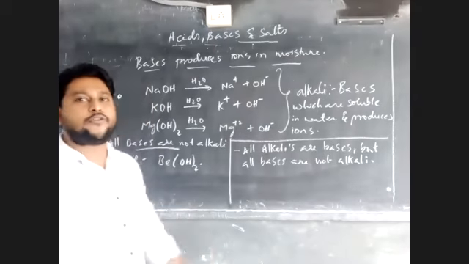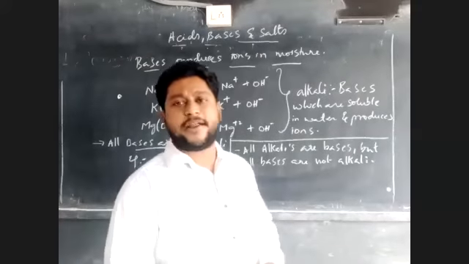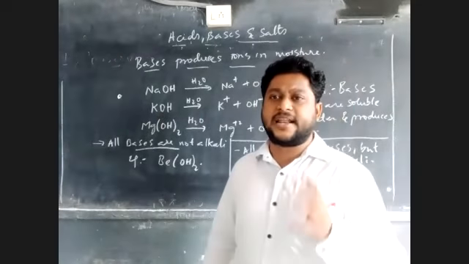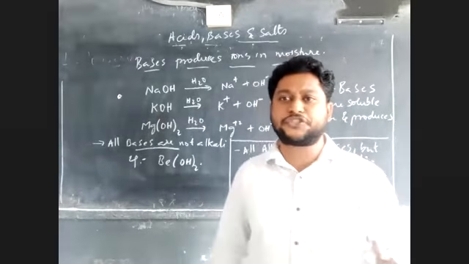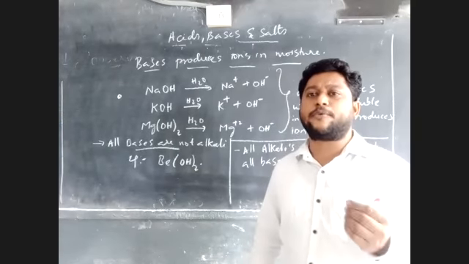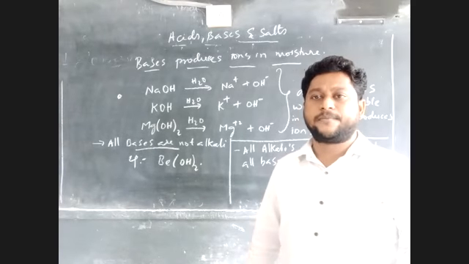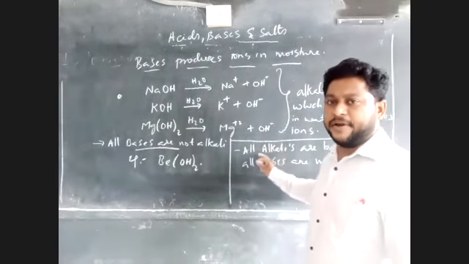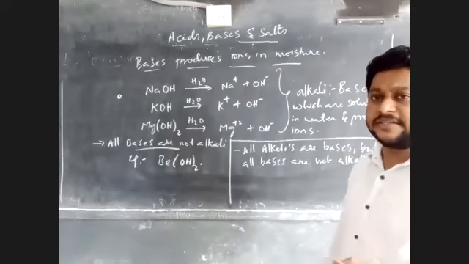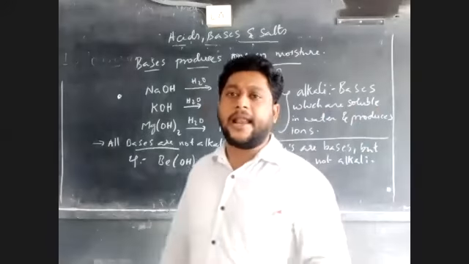Okay, so this is all for today's class. In today's class, we have studied that acids produce their ions in the presence of moisture, with an activity, and even bases produce their ions in the presence of moisture. They are called alkali. There are some bases which do not produce ions or are not completely soluble in water. That is the reason why we give the statement: all alkalis are bases, but all bases are not alkali.